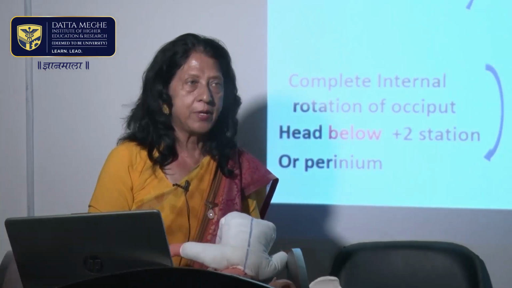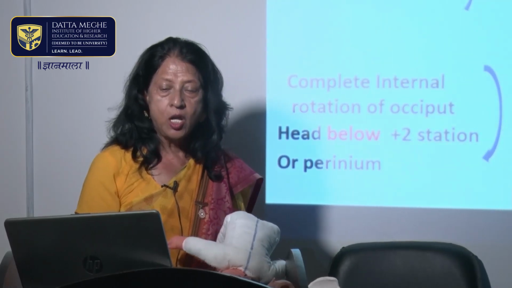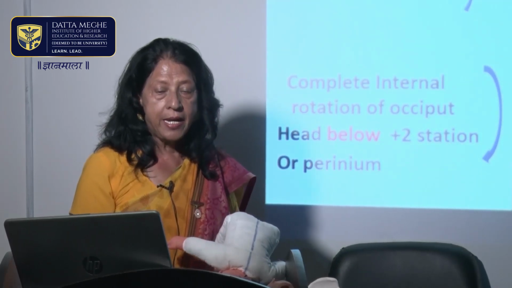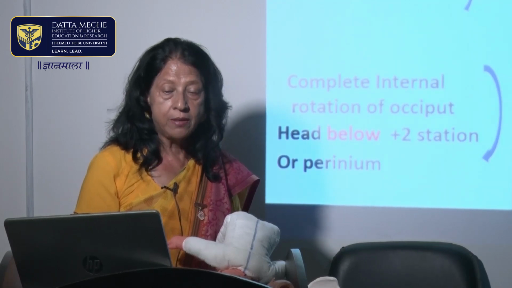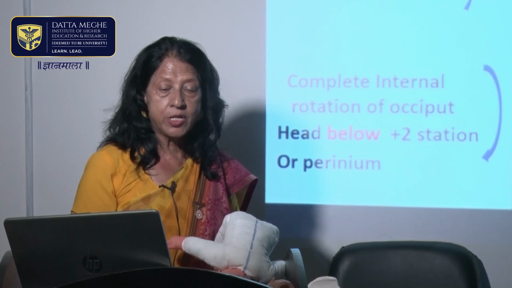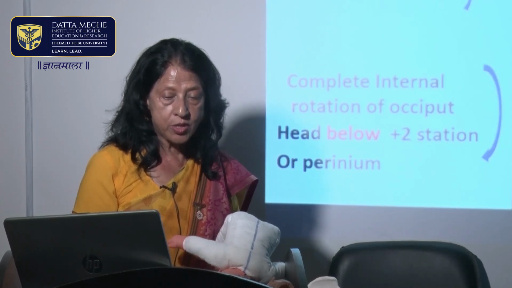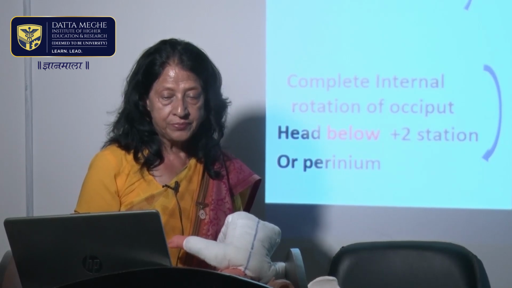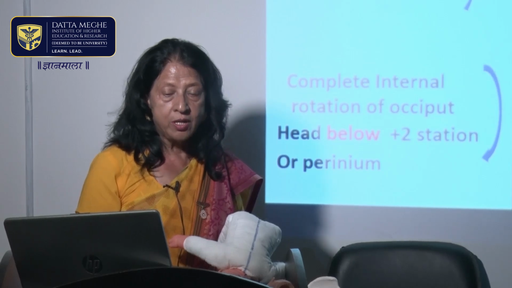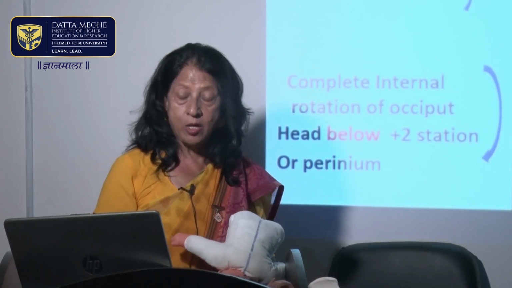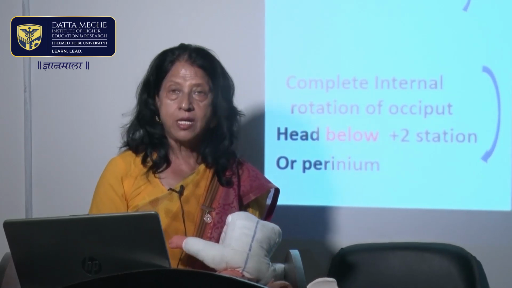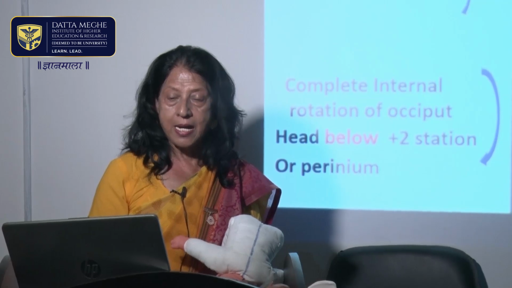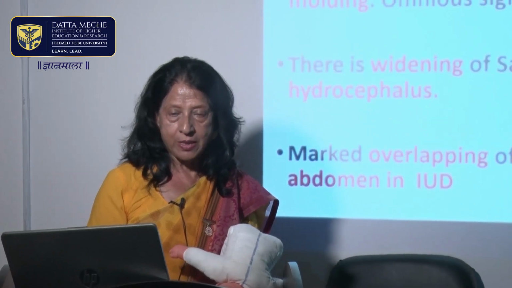So, in the examination, if you are asked, you must remember: low forceps delivery means the head is short of 45 degrees, less than 45 degrees of rotation, and head station is +2 station. Complete internal rotation with head below +2 station is prophylactic forceps application. These two terminologies are asked in the examination, you must remember them.